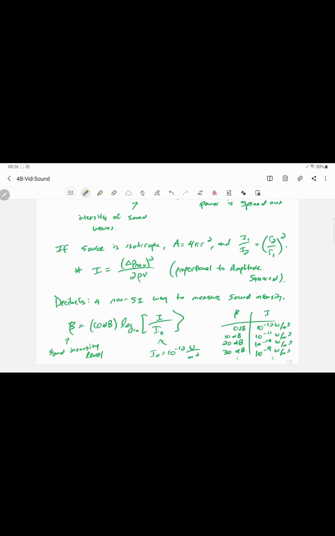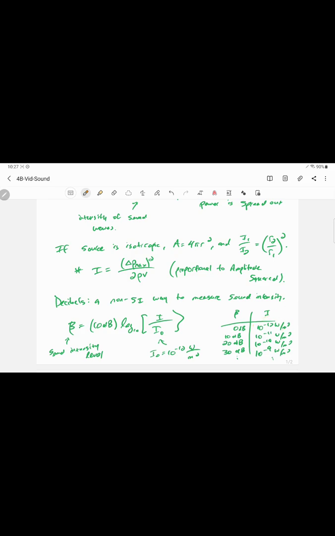Okay, so the zero reference point, so what we call 0 decibels, is just kind of an agreed upon value, just a constant that is kind of relevant for humans. This is kind of the smallest intensity of sound waves that humans can hear. Okay, so any sound less intense than this, it's probably not audible.